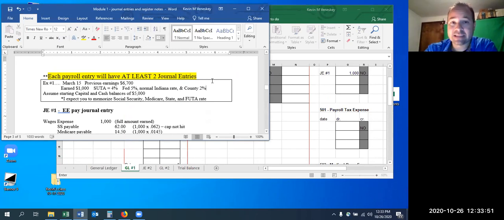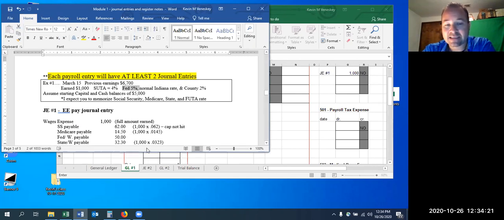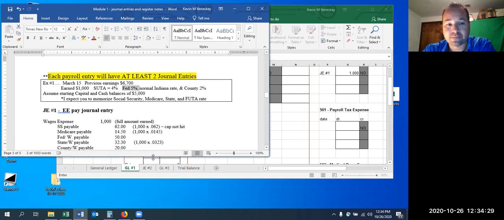Now, if I go down to my list, I've done number 1 and number 2 out of 5. Number 3, 4, and 5 are federal, state, and county. So my federal withholdings, it tells me we're going to assume 5% of our wages, so 1,000. So 5% of 1,000 is 50. So my federal income tax payable, or in this case, I just abbreviated it federal withholdings payable, $50. I'm going to put that into my T accounts. The state, remember that's 3.23%. And then the county was 2%.